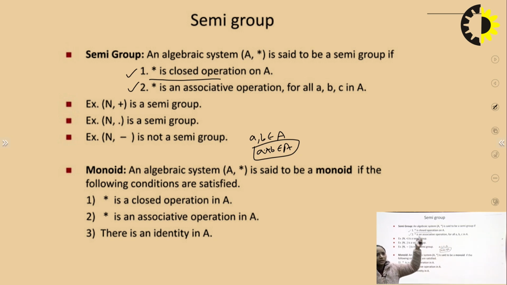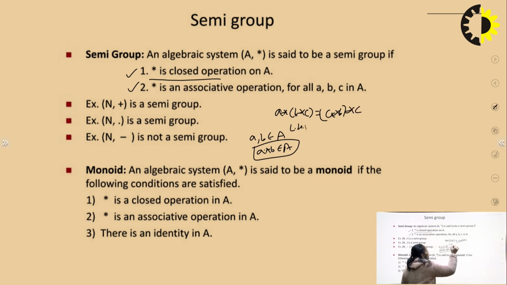The second one is the associative operation. What is the associative operation? (A star B) star C is equal to A star (B star C). If the left hand side and right hand side are equal, the values for both sides are equal, then it is called the associative operation. Here N with the operation addition is a semigroup, meaning it will satisfy both properties, closure and associative property, if we are performing the operation addition.